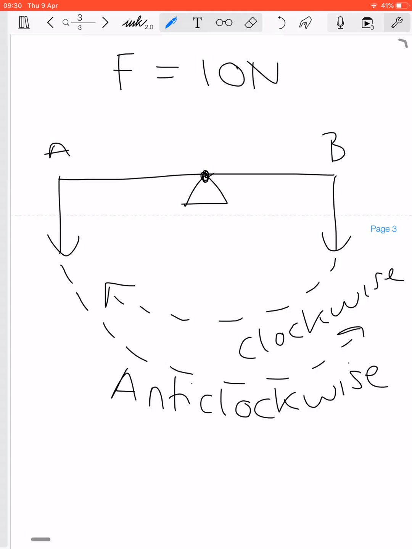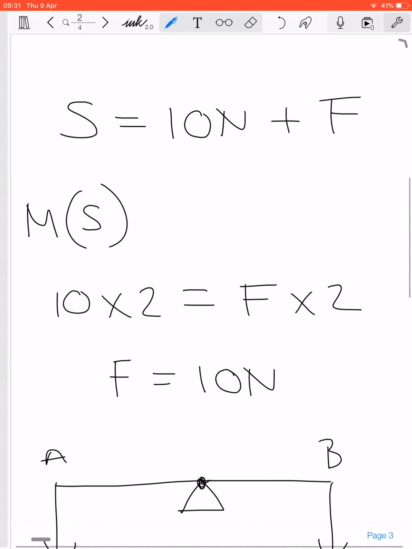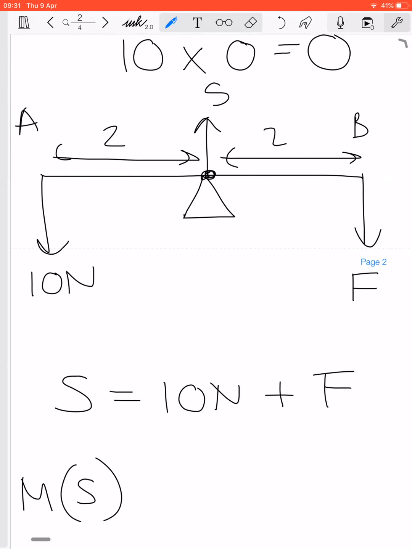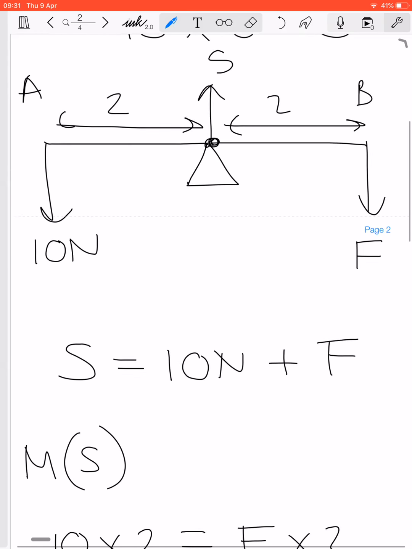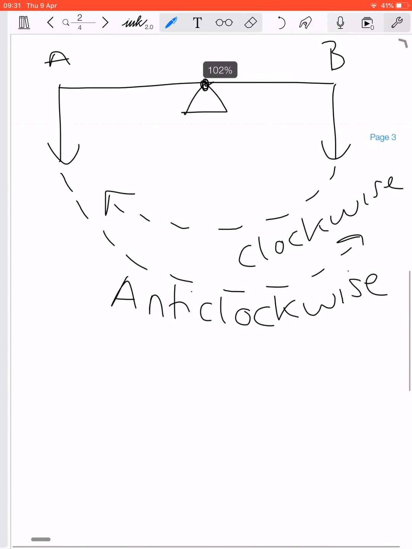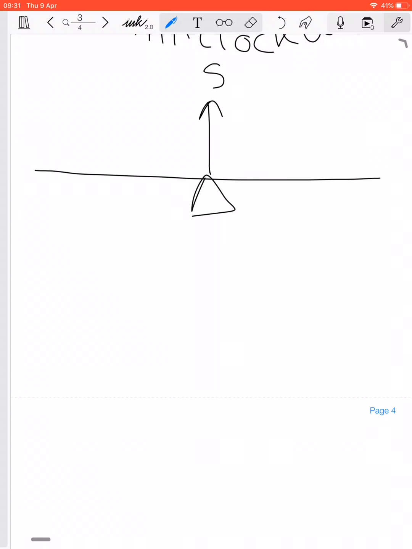So if we go back to our seesaw with S up here, I'm going to take moments about B. So let's redraw that just to make it easier. So we've got our seesaw with our central pivot. We know that the pivot is supporting our beam. So you've got an S support. A is sat over here. We said A was 10 newtons. And they are a distance of 2 meters from the pivot.